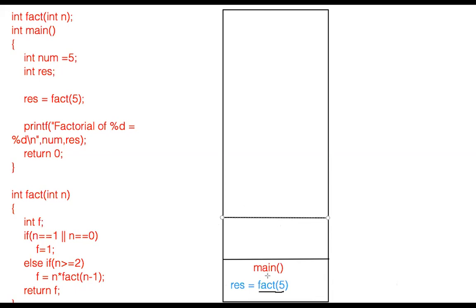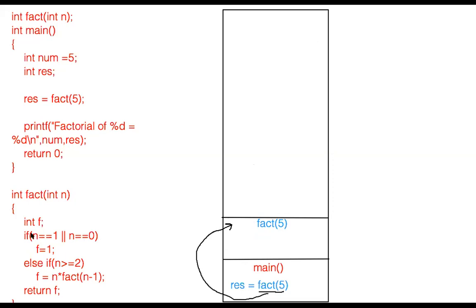Okay, but where is it pushed? Just above the main function. So this fact is pushed now. The name of my fact function is fact of 5, where n is equal to 5. Now tell me which if statement gets executed?